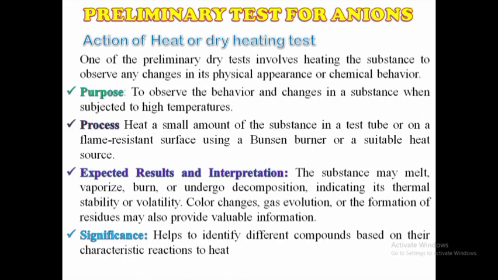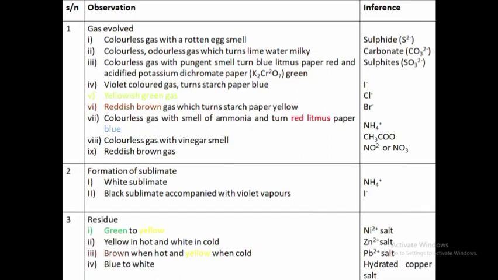The purpose of this test is to observe the behavior and changes in a substance when subjected to high temperature. The substance may melt, vaporize, burn, or undergo decomposition. This helps to identify different compounds based on their characteristic reactions to heat. For example, sulfur leads to a distinctive odor and gas evolution, which is sulfur dioxide. During the action of heat test, you observe the color of the gas and the type of smell they emit.